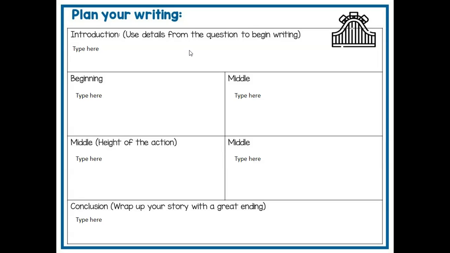Introduction. Use details from the question to begin writing, and you would type here. The beginning, middle, the height of the action. We talked about the climax and how a story rises and goes to the top and then it goes back down. That's what that is talking about. Middle just means that you're writing 3 paragraphs about the middle. And then the conclusion, you're wrapping it up.